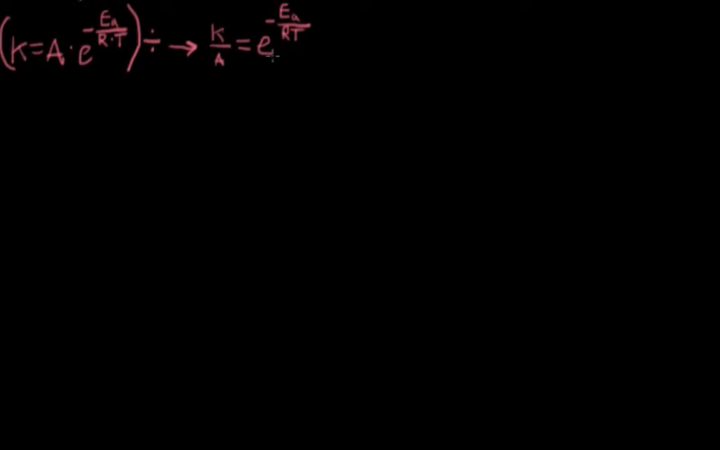Now we want to get rid of this e. The way we do that is by taking the natural log of both sides. We're allowed to do this because in algebra, as long as we do the same thing to both sides, we're allowed to do that. So the result is the natural log of K divided by A is equal to negative E sub A divided by R times T. You'll notice that we've lost our e here, and that's because if we take the natural log of e to the blah blah blah, we get blah blah blah.